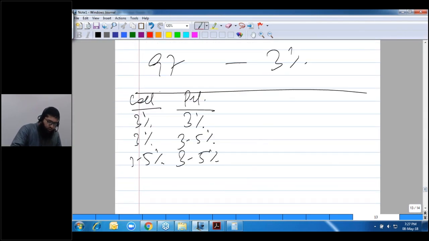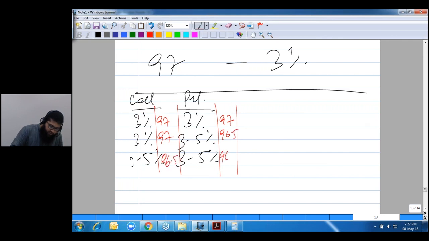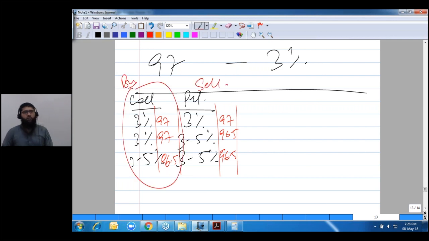Now, this is 97, this is 97. This is 97, this is 96.5. This is 96.5, this is 96.5. So since we are a lender, we are going to buy this call and we are going to sell this put.